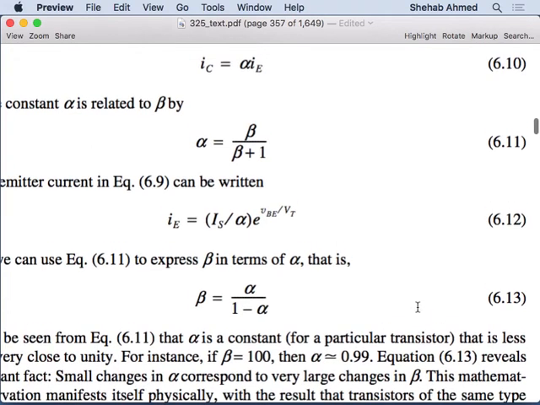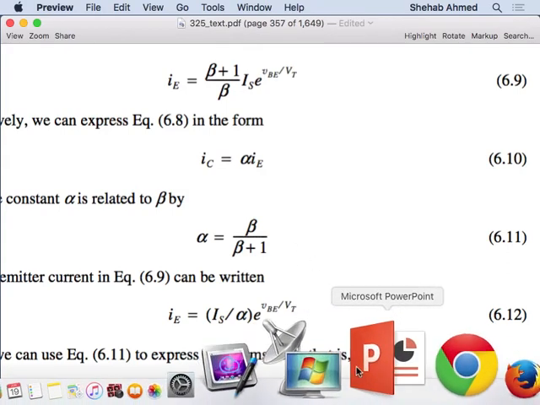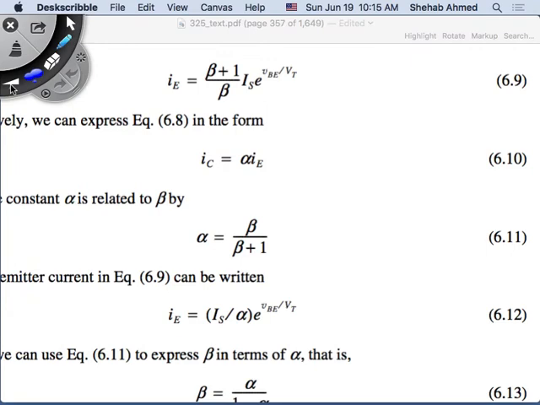Now, before I move to the next page, what do I have? I'm going to come up with a circuit model, the equivalent circuit model. What do you think this equivalent circuit model will look like? Remember, I have a current here that is controlled by a voltage. Do I have anything else?